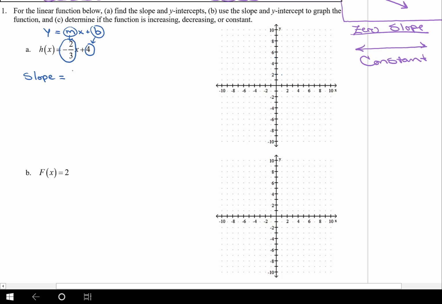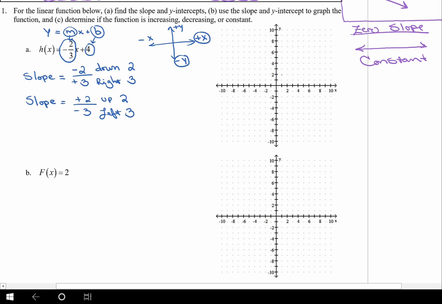So that means my slope is equal to negative 2 over positive 3. If I write this as negative 2 over positive 3, then this negative 2 means I'm going down 2 units for every 3 units that I go to the right. And I'm just going to draw this to help remind me. Positive y, positive x, negative y, and positive x means I go down and to the right. Or I could write this as a positive 2 over a negative 3, which means I would go up 2 and then to the left 3 units, right? And of course, we could also write this with the negative in front of the fraction bar. Either one of these 3 representations is correct for writing the slope. And the y-intercept is going to be (0, 4).